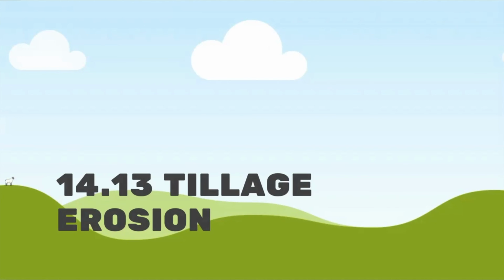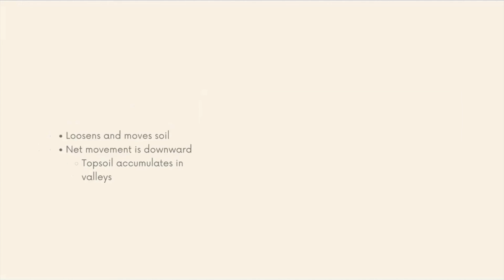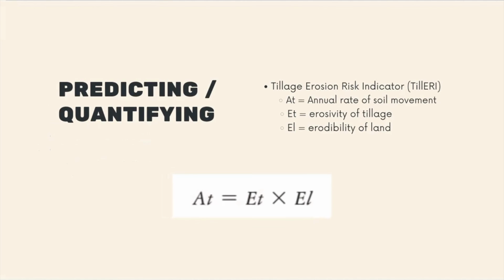Next, we're going to talk about tillage erosion. So we already went over conservation tillage, but we're going to talk about the effects of traditional tillage. So tillage, as we know, loosens and moves the soil. And so the net movement is always downwards. So topsoil accumulates in the valleys. And so to predict or quantify whatever tillage erosion there will be, we use the tillage erosion risk indicator, which is basically the erosivity of the tillage and the erodibility of the land. And that equals the annual rate of soil movement.